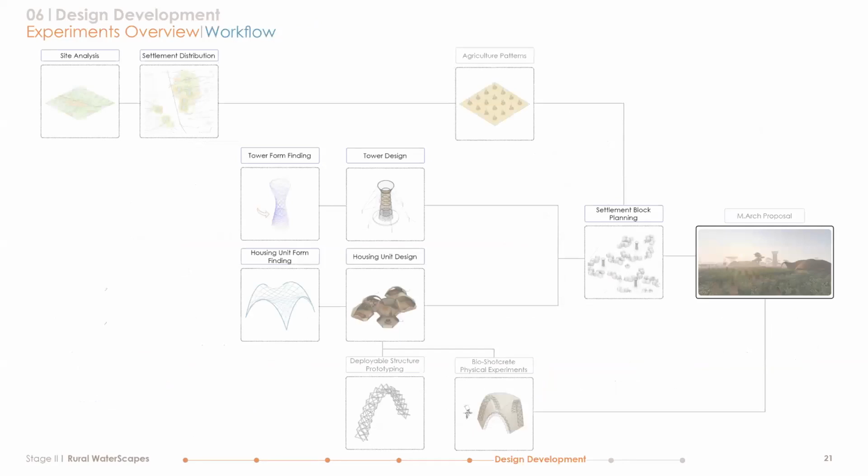And as I said, there are multiple scales of investigation. So the whole investigation starts with a site analysis, understanding the environmental and climatic aspects of the site and gathering the data, which then informs the distribution of the settlement, which then informs the distribution of agricultural patterns. And from that point onwards, they start to explore the settlement distribution, and within the settlement distribution, the housing unit design and the tower design.